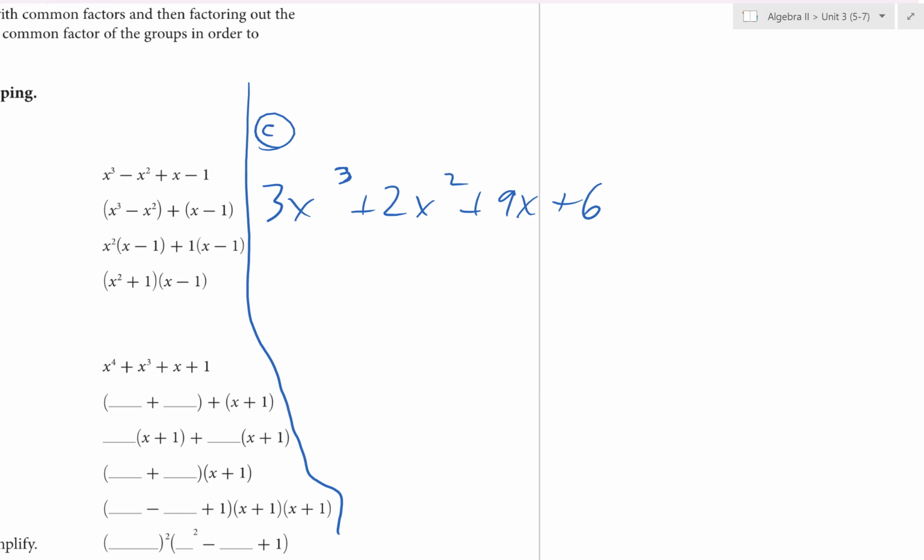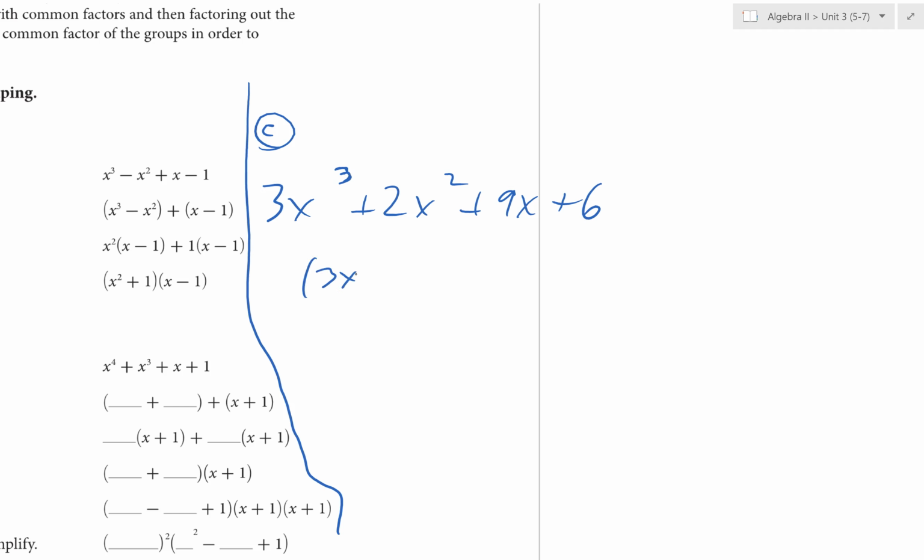So the way that grouping works is you have to have an even number of terms in order for grouping to work. And by the way, grouping doesn't always work. Even if you have an even number of terms, grouping doesn't always work, but it's something that you can always try and see if it'll help you factor. So when you have 4 terms, as in this case, we can try grouping.